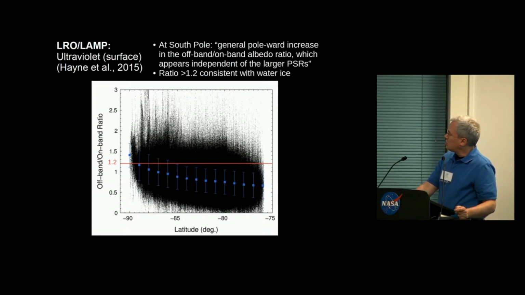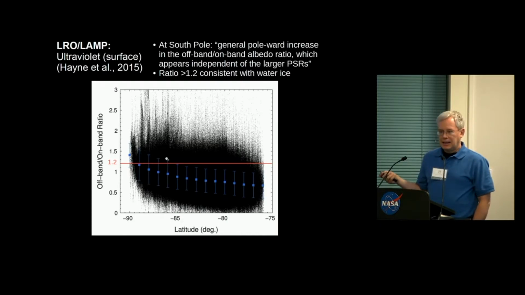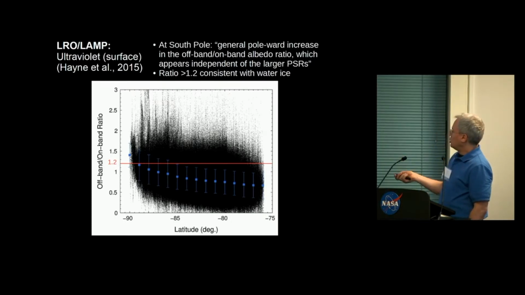LRO LAMP. This is a plot of the ratio of two ultraviolet bands or reflectances versus latitude near the South Pole. And each little black dot is a small pixel on the moon, and then the blue squares are averages. And the idea is that when the ratio between these two ultraviolet bands is higher than 1.2, that indicates some level of frost coverage, either intermixed with the regolith or perhaps a surface layer. So you notice as you head from about 76 degrees south in this case, towards the pole, you get more and more of these black dots above the critical ratio, and the average is also going up as you get towards the pole.